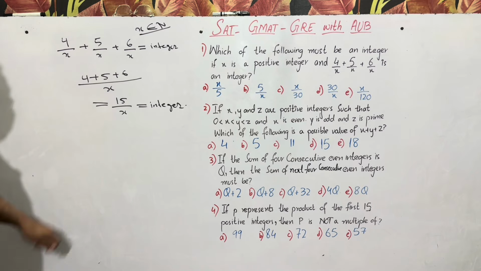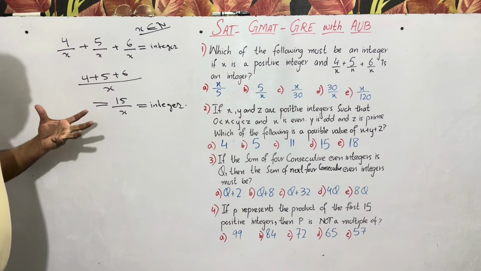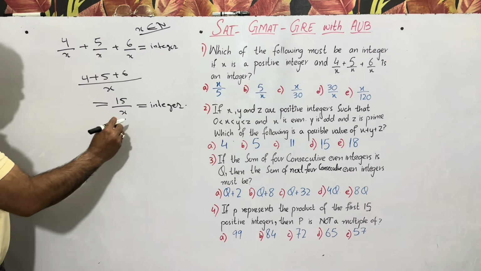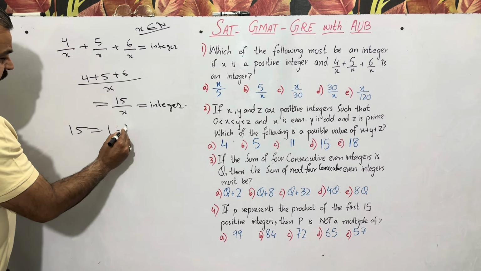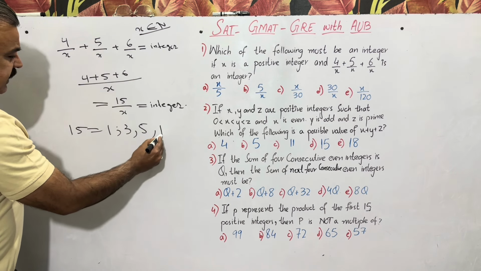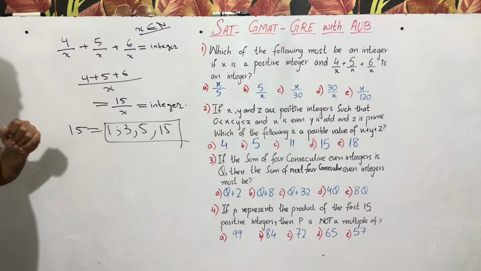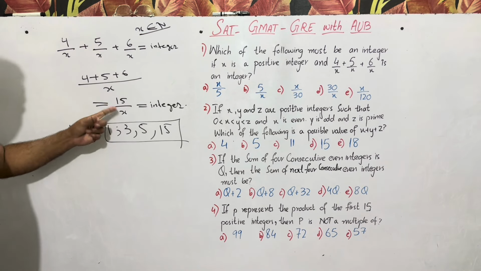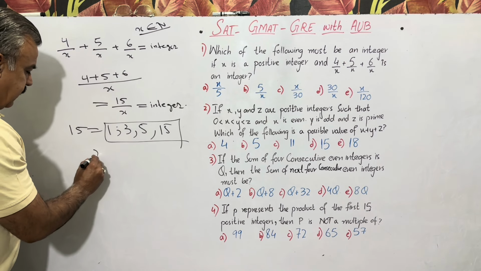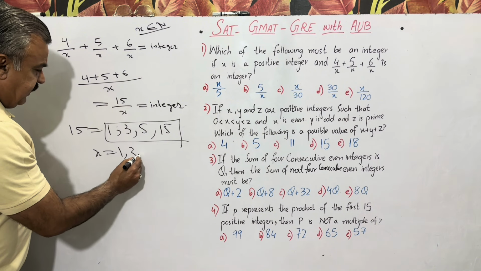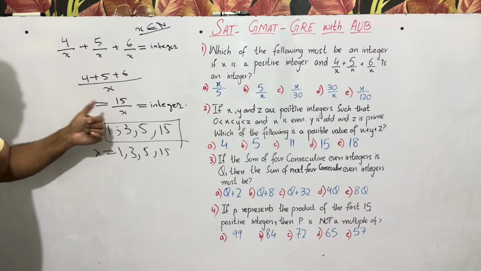Let's explore the possible values of x that give 15 over x as an integer. 15 has the factors 1, 3, 5 and 15. These are the possible values of x. If we take x as 1, 3, 5 or 15, all 4 possibilities give 15 upon x as an integer.